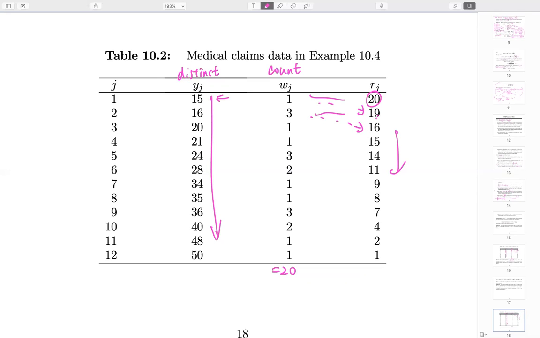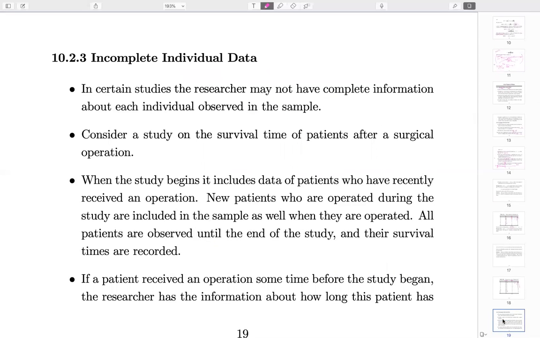What's complicated is the case of incomplete data. This is likely the real case we face. In certain studies, the researcher may not have complete information, actually in pretty much all studies, about each individual observed in the sample. There could be different scenarios. Let's say here we consider survival time of patients after a surgical operation.